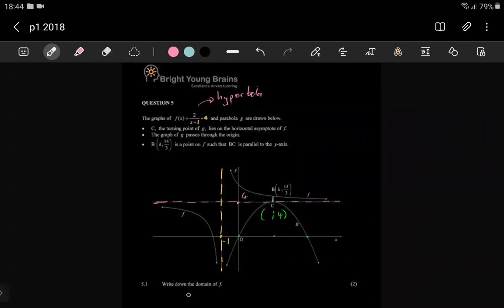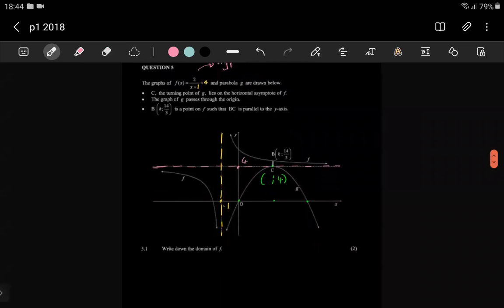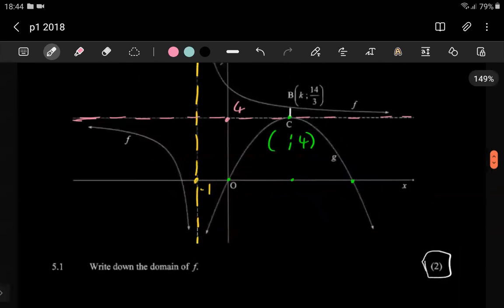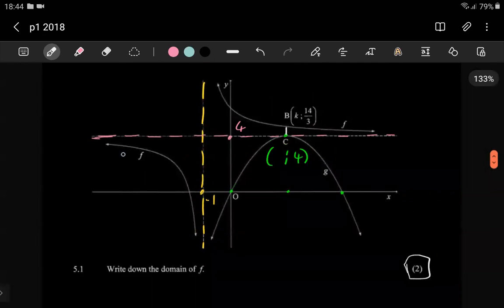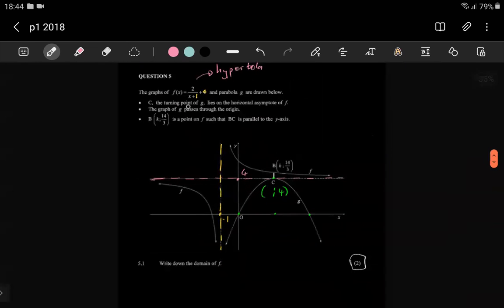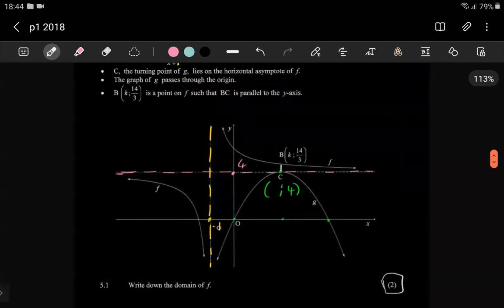The first question says, write down the domain of F, for 2 marks. As we said already about domain and range, domain will just be asking you, where do you see the image from left to right? Which x values does this graph occupy? The fortunate thing with all hyperbolas is that for domain and range, you always look at what your asymptotes are. So for domain, you ask yourself from left to right, which x values does this graph not touch?